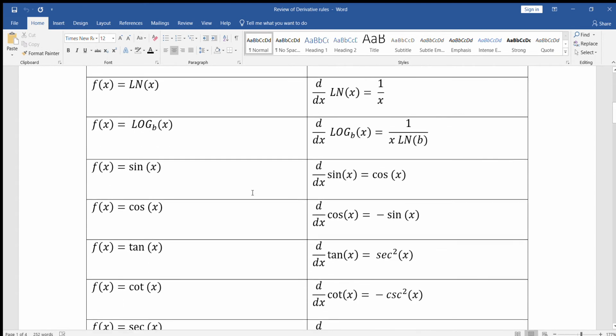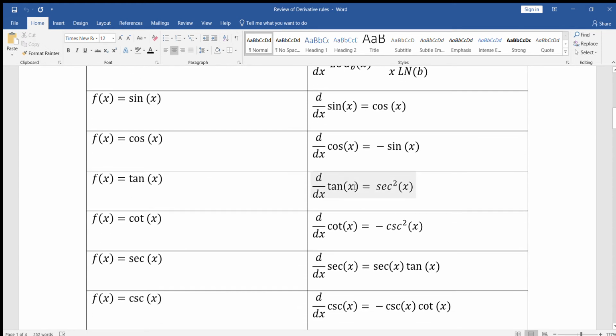Now, the derivative rules for our trig functions. The derivative of sine is cosine. The derivative of cosine is negative sine. The derivative of tangent is secant squared. The derivative of cotangent is negative cosecant squared.